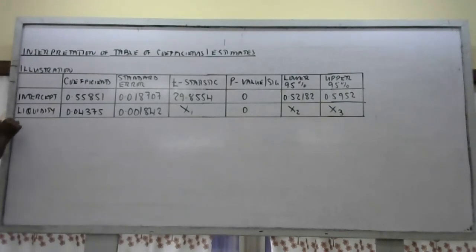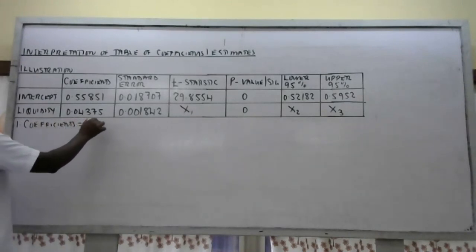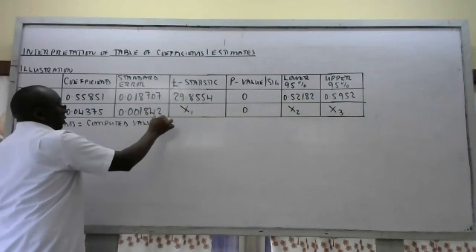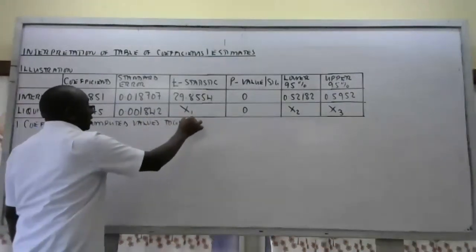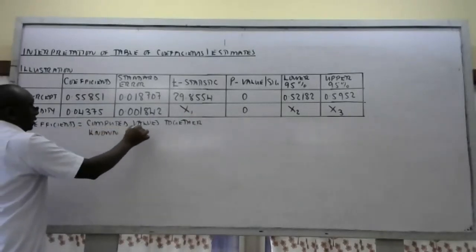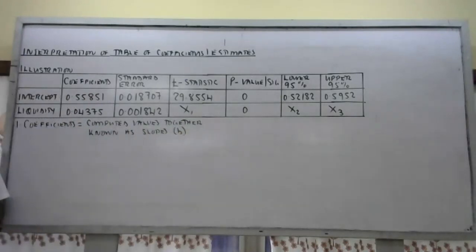Okay. Point number 1 is the coefficients. These coefficients, they are the computed values, together known as slopes, B. So these ones, they are the computed values. We are saying they are together known as slopes because this one is the intercept, which you do not call slope under normal circumstances.